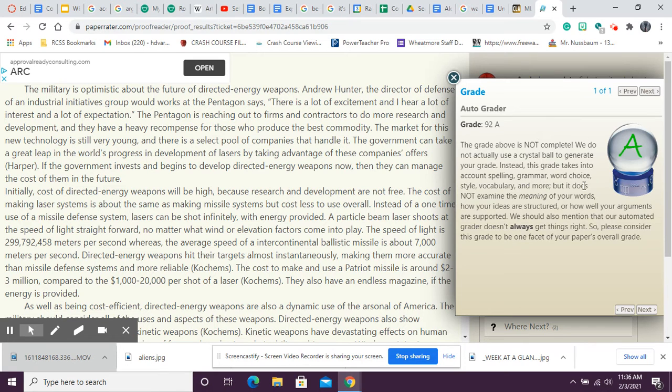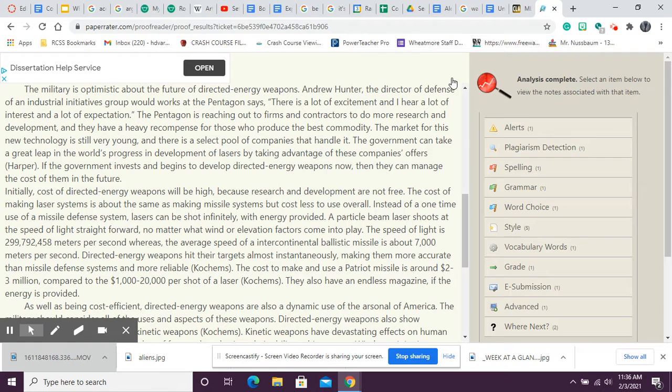So this person, remember, this is not grading them on content. This is just grading them on their grammar. It would have given them an A just on grammar, not on content. Okay, so it says it does not examine the meaning of your words, how your ideas are structured, how well your arguments are supported. It's just grammatically, this is what grade that you would get.